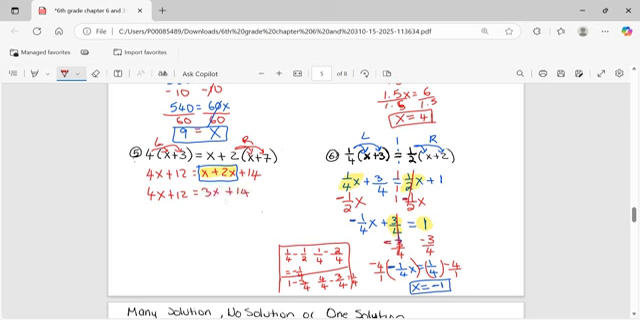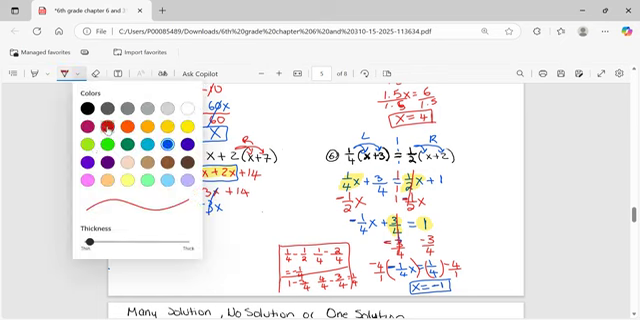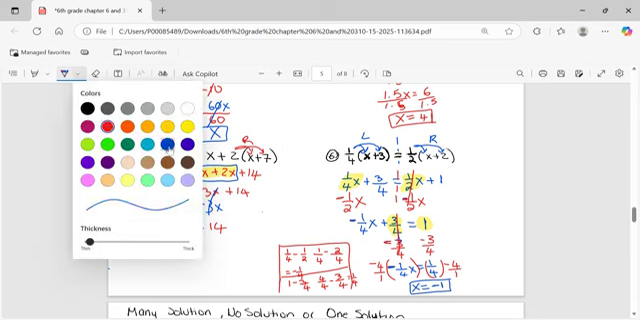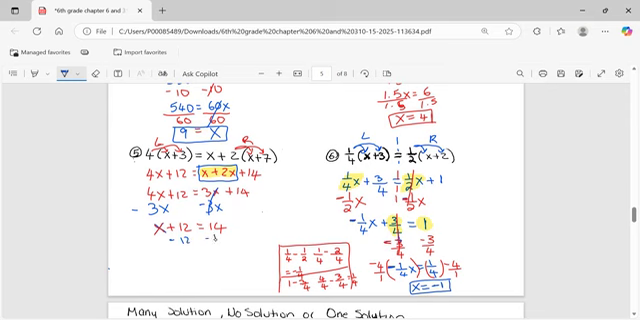Now that my left is simplified and my right is simplified, I'm going to move across the equal sign, and I'll start with my variables. So I'm going to go ahead and subtract 3x on both sides. Now I have x plus 12, and that is equal to 14. This is nice and easy. To get x by itself, I'm just going to subtract 12 on both sides so that my x is equal to 2.